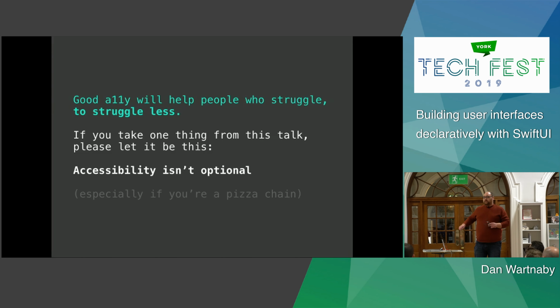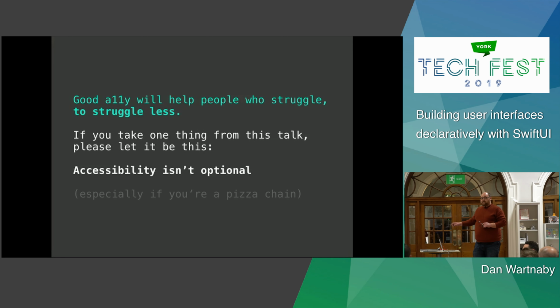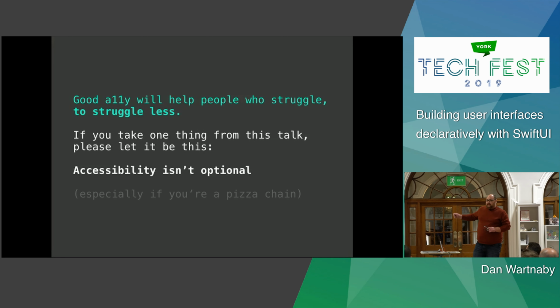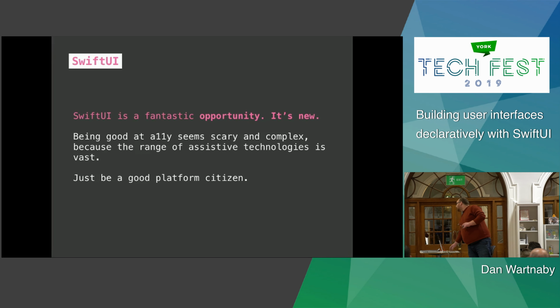So if you take anything from this, blah, blah, blah, SwiftUI, if you take anything from this, whatever your technology stack is, accessibility isn't optional, particularly if you're a pizza chain.